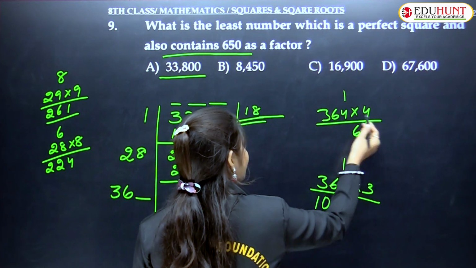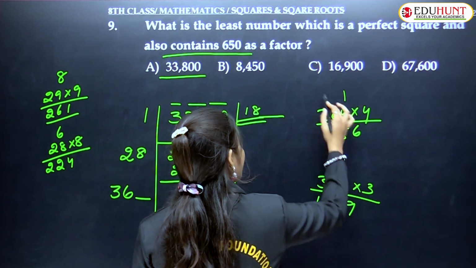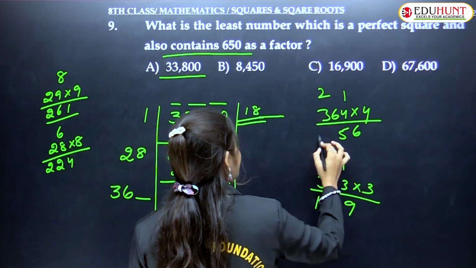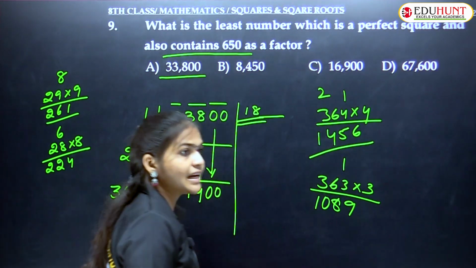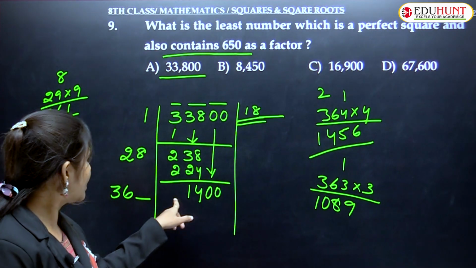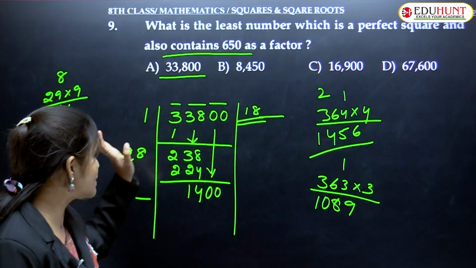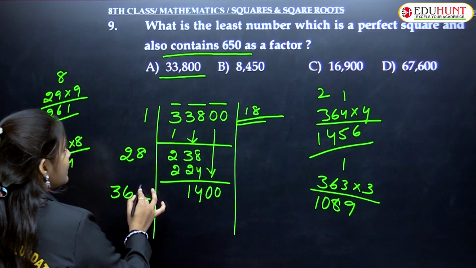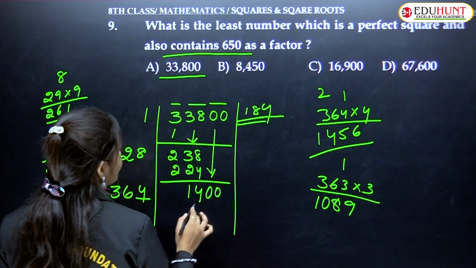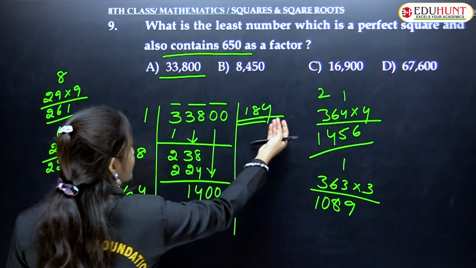So check 364 into 4: 4 4s are 16, 4 6s are 24 plus 1 is 25, 4 3s are 12 plus 2 is 14. So here we are getting 1456. 1456 is also more than 1400. So children, by observing this, we can say that 364 into 4 equals 1456 is not possible.